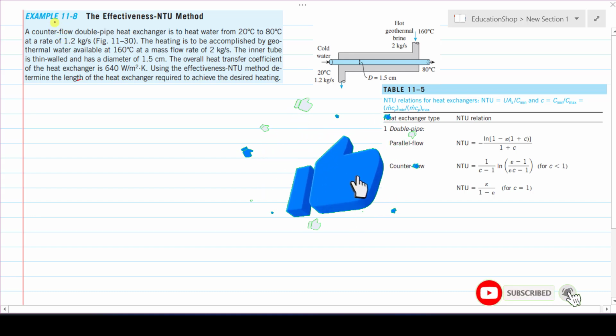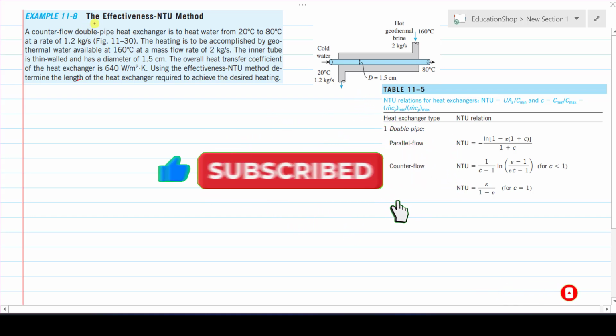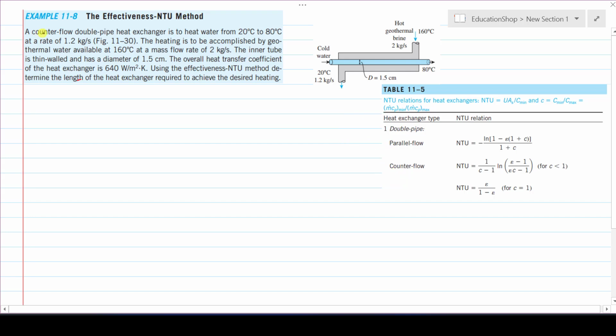In this video we solve example 11.8 from the book Heat and Mass Transfer Essentials, 6th edition. This statement is related to the Effectiveness-NTU method. The statement says a counter flow double pipe heat exchanger is to heat water from 20 centigrade to 80 centigrade at a rate of 1.2 kg per second.